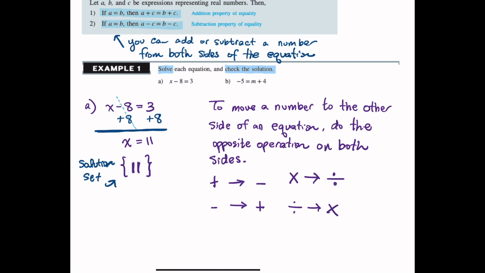So addition and subtraction, opposite operations, multiplication and division, opposite operations, and you can say vice versa. So we'll see some more examples of these.